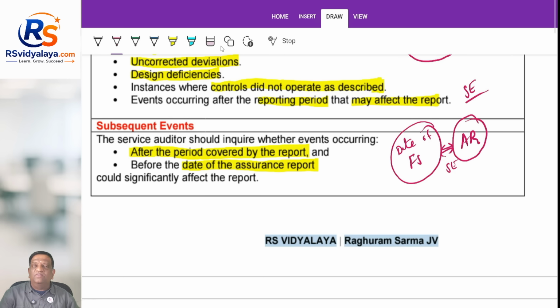Mind you, I can't repeat this definition here. Suppose we were to ask you one conceptual question: what are the subsequent events to be reviewed by the service organization auditor? If you keep writing that the subsequent events are the events occurring after the date of the balance sheet or the date of financial statements, you are wrong, because this is not what is reviewed by the service organization's auditor. Then what is it? It is the period after the period covered by the report.